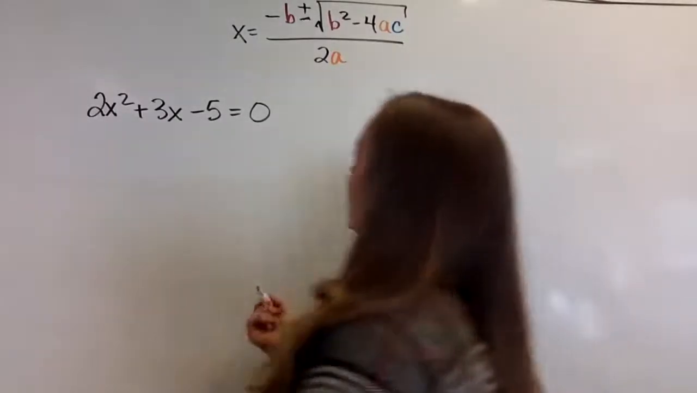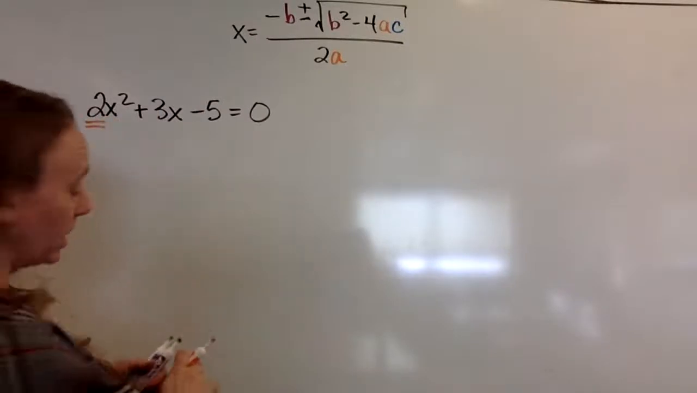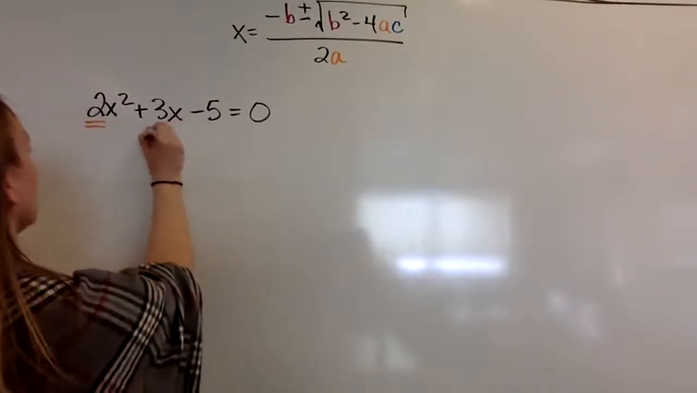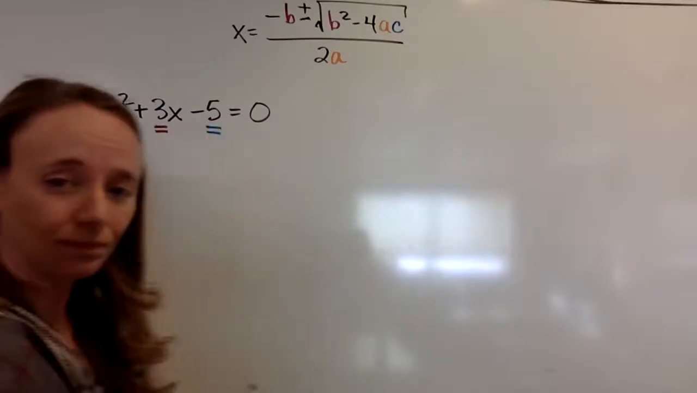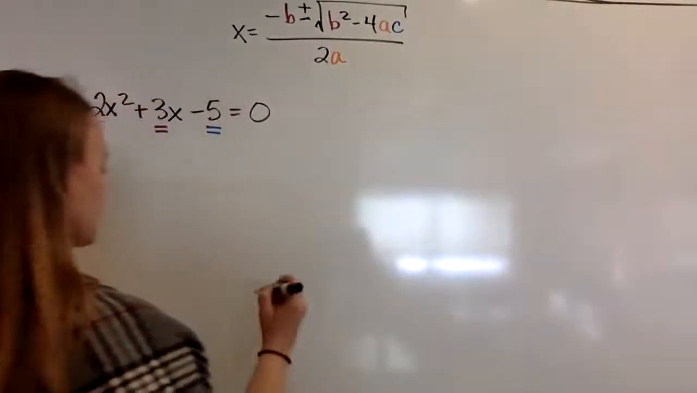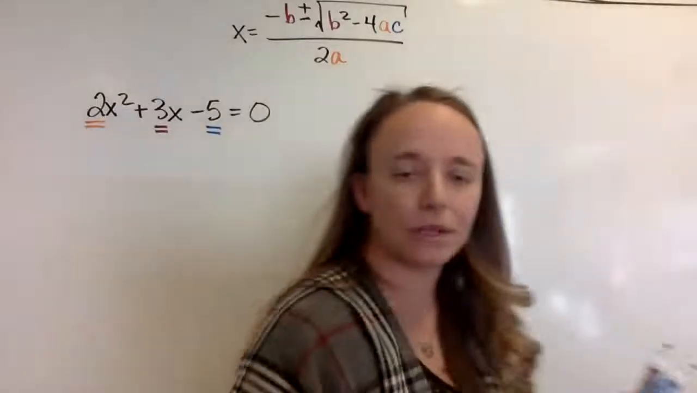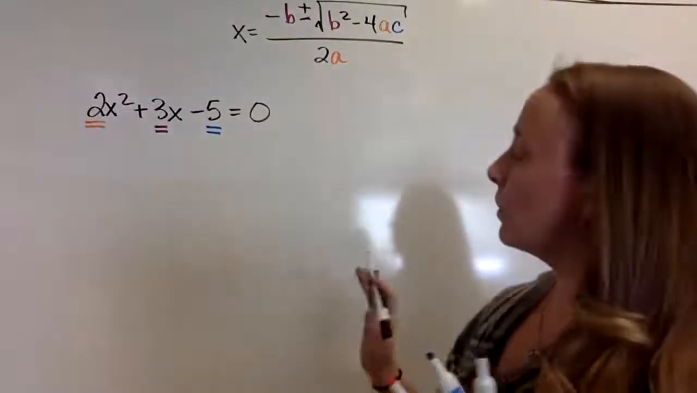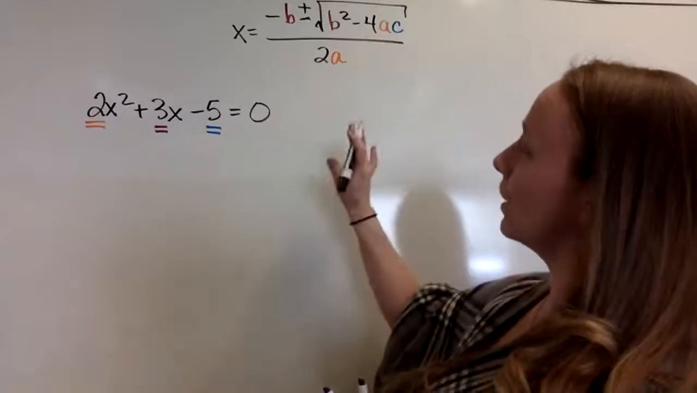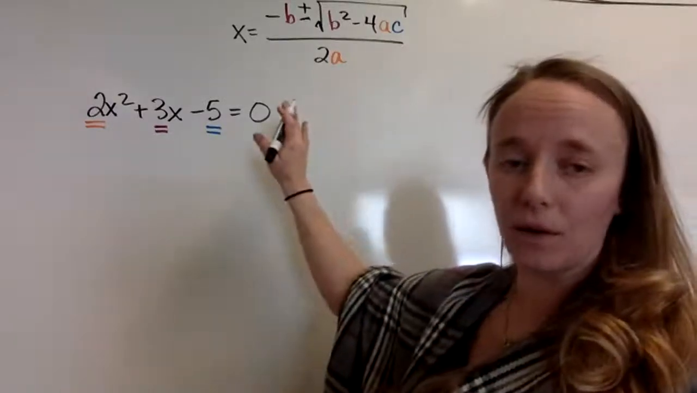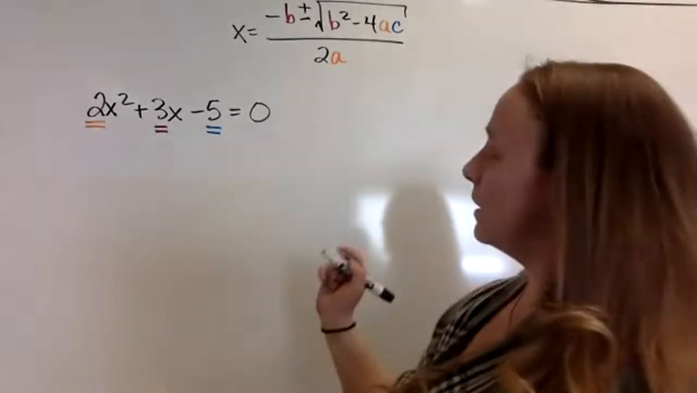I'm going to label all my A coefficients as orange. My B coefficient is going to be this purple color. My C constant is going to be blue. Sound good? So we're going to see how we can simplify this equation and see how it will always work. We can always use the quadratic formula. I'm always going to start out by writing the quadratic formula down, then substituting my different numbers into that equation.